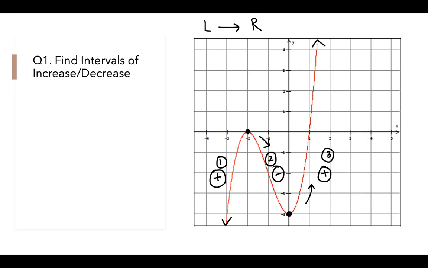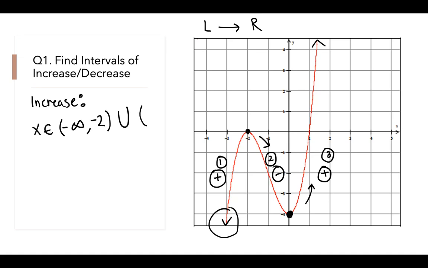So the interval of increase is, again, you're always writing in terms of domain. And we're going to write it in set notation. X belonging to, so it's increasing from -infinity, comma, to -2. And again, it's increasing from when x is 0. So you use the union symbol, and it's 0 to infinity.